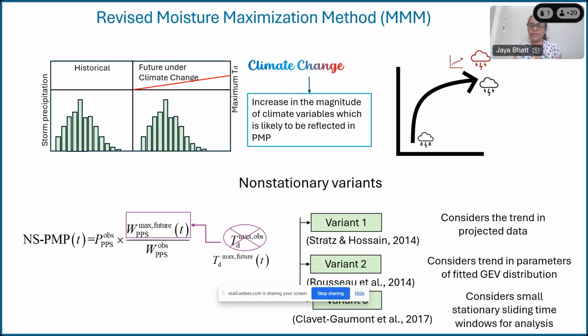And in variant 3, what people have looked at is we constrain the data such that it makes a stationary window of the data. Consider the stationary situation of the climate for that particular window, do all the computations, and then keep moving with the window being moved over time. So it would be a sliding window.